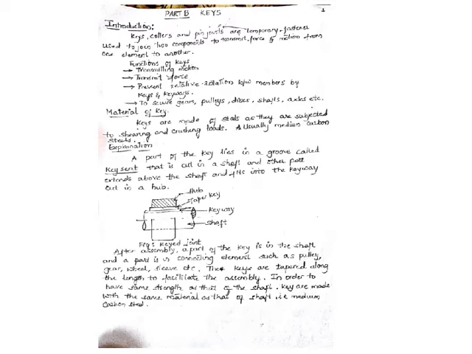They are also used to prevent relative rotation between members by keys and keyways. They are also used to secure gears, pulleys, discs, shafts, axles, etc. Keys are made of materials such as medium carbon steels. Why are steels used? Because keys are subjected to shearing and crushing loads. Hence, keys are usually made with medium carbon steel.